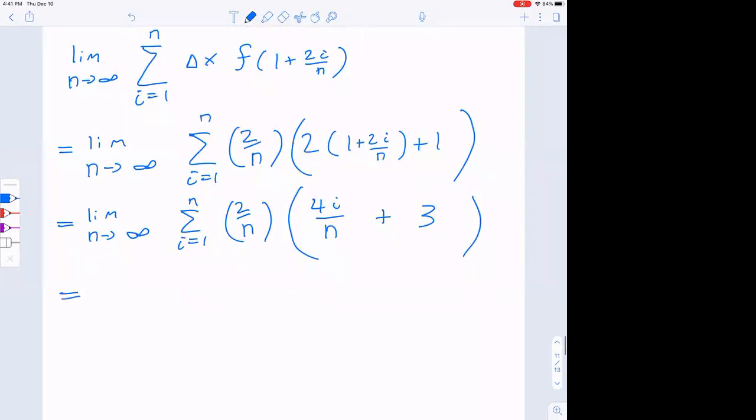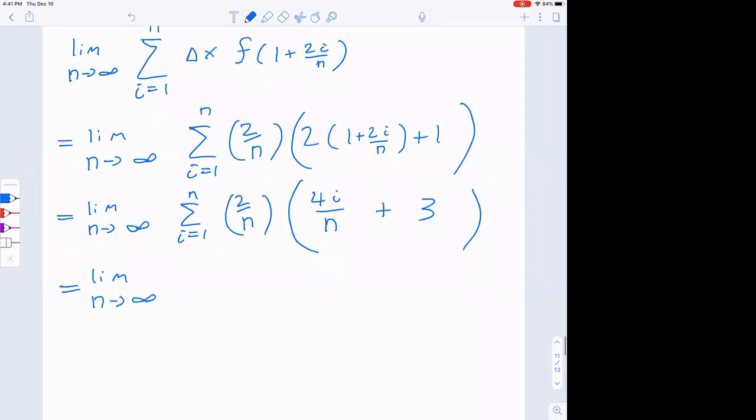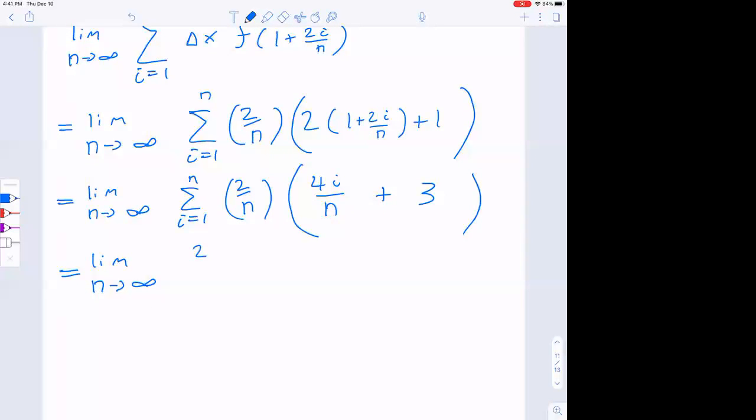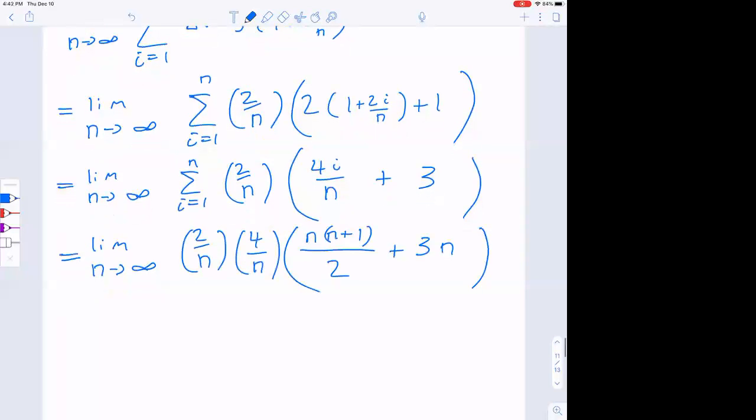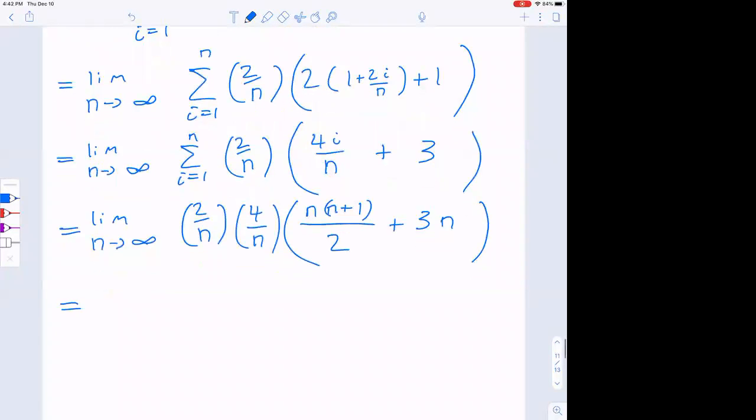Okay, so from here we can use our formulas that we probably wrote on our formula sheet to deal with the sum. So I have 2 over n, right? I'm going to deal with the sum this time for n, and the i changes into the consecutive sum of integers formula, which is n multiplied by n plus 1, all divided by 2. And then for 3, we just add 3 together n times, so it changes into that. Okay, now we're ready to hopefully solve our limit.